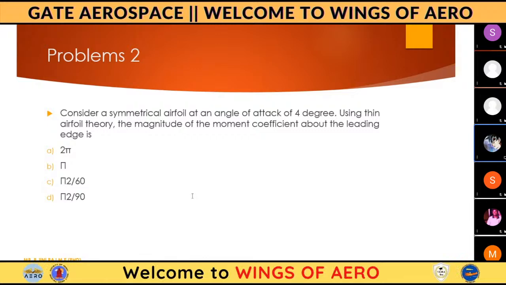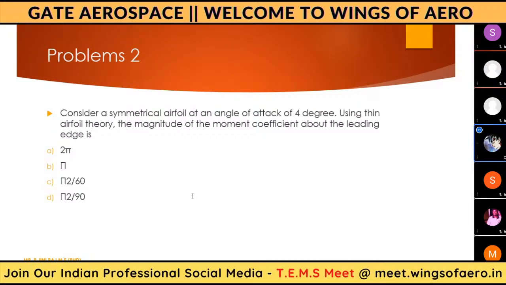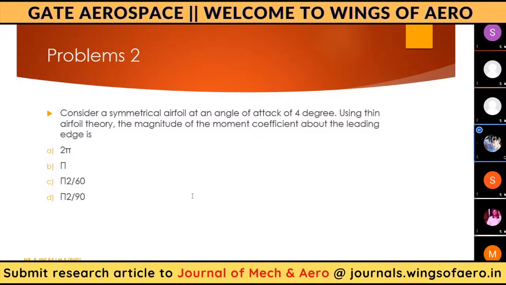I'm getting it to be minus 0.1096. Now you can see the answers like this: A equals 2 pi, B equals pi, C equals pi square by 60, D equals pi square by 90.